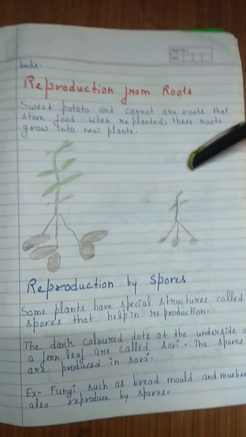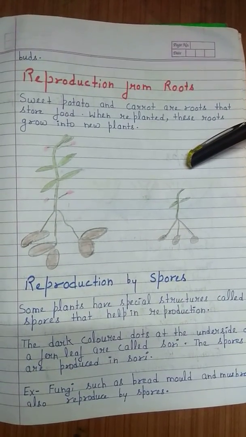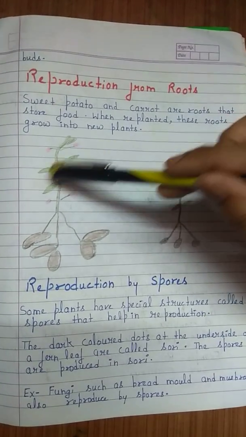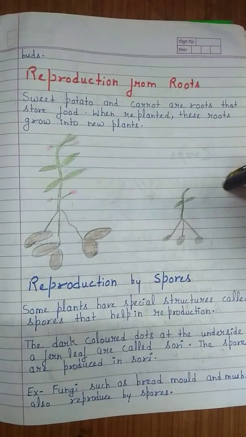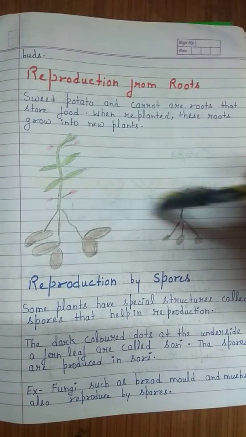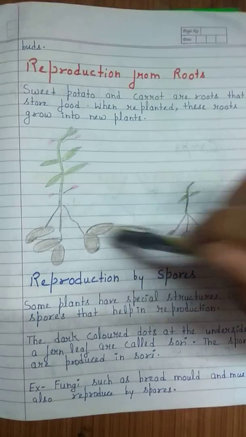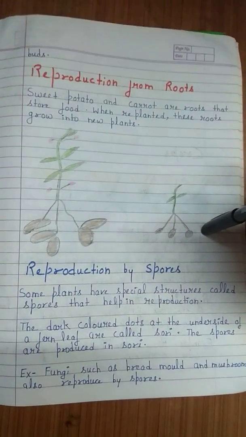So here I have reproduction from roots. Sweet potato and carrot are roots that store food. When replanted, these roots grow into new plants. That means from these roots, a new plant can be grown when it is buried in some other soil. Okay beta? If this is planted in some other soil, a new plant will be grown from these roots. Okay, now reproduction from spores.